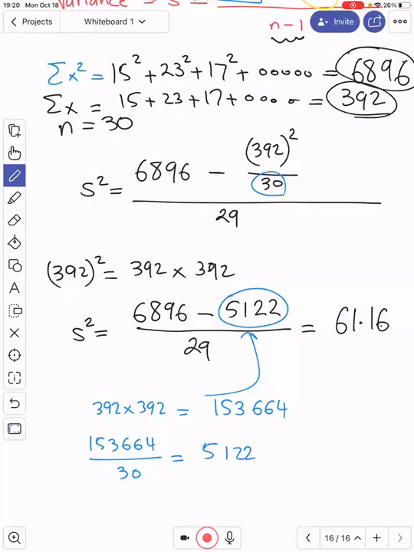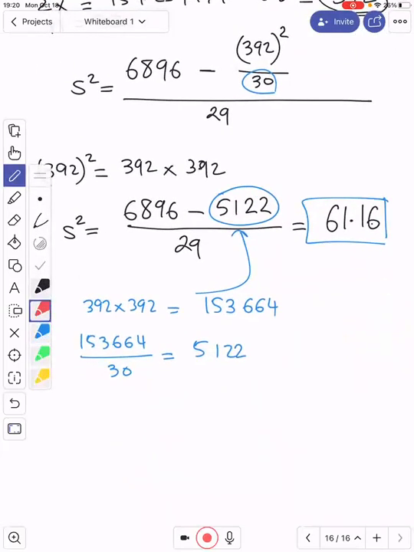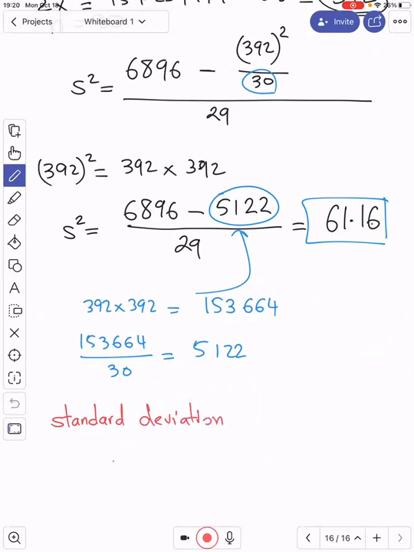So that's the S squared, this is the variance. And then the standard deviation S will be the square root of S squared. So that will be the square root of 61.16.